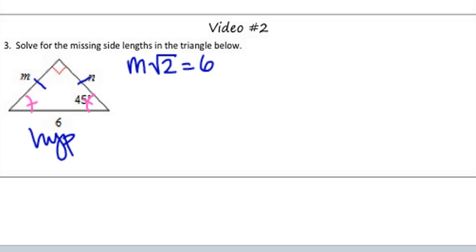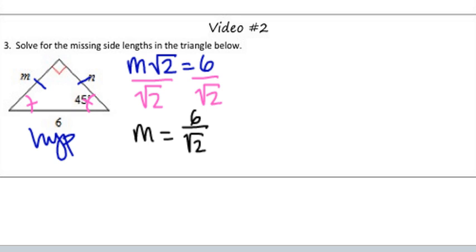So how do we find out what m is? Well, we said that the hypotenuse was equal to m times the square root of 2. So how do we undo this multiplication? Well, we're going to have to divide. Divide by the square root of 2. Now, what happens is we have m equal to 6 over root 2.